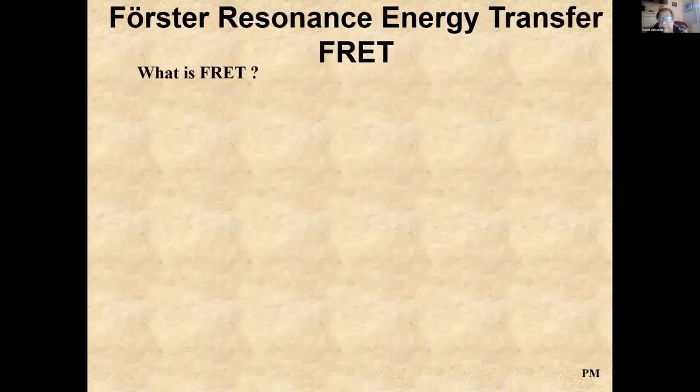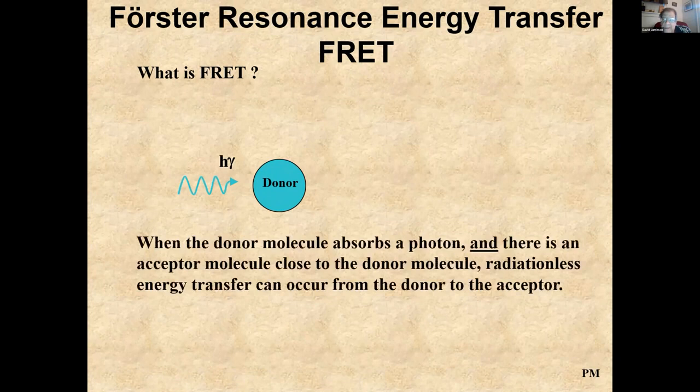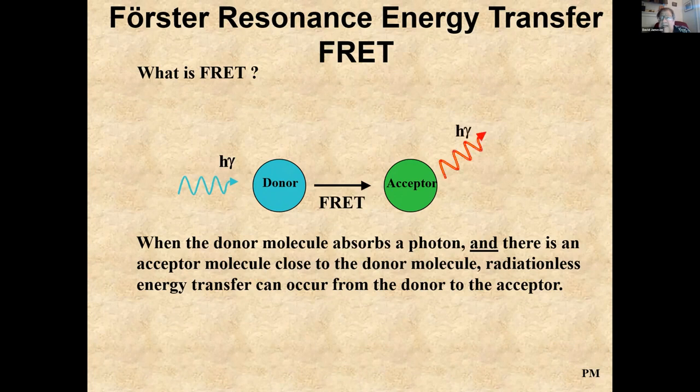Well, just quickly, what is FRET? I guess I should mention that. Förster resonance energy transfer. We have a molecule, we'll call it a donor, but if nothing else is around, it absorbs light and emits light. But if you have another molecule with the right properties nearby, the acceptor, energy from the donor can transfer to the acceptor, which then gives rise to the emission, okay?